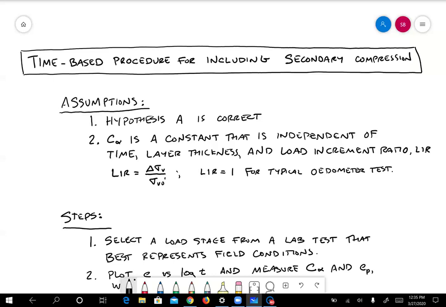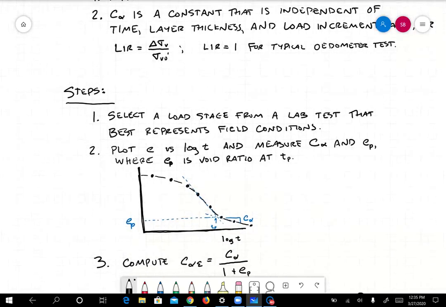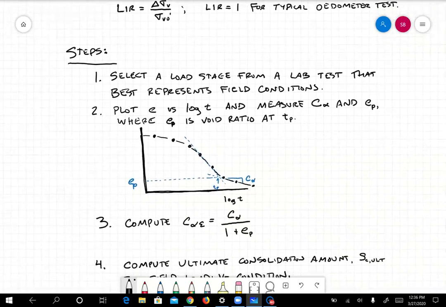In the field, it could be something much different, right? Maybe we're not doubling the load, maybe we're adding a smaller increment. So we're assuming that C alpha that we measure from the lab, generally with a load increment ratio of 1, is going to be equal to C alpha that we get in the field for a different load increment ratio. So let's go through the steps here. I think there are 8 steps to get this done.